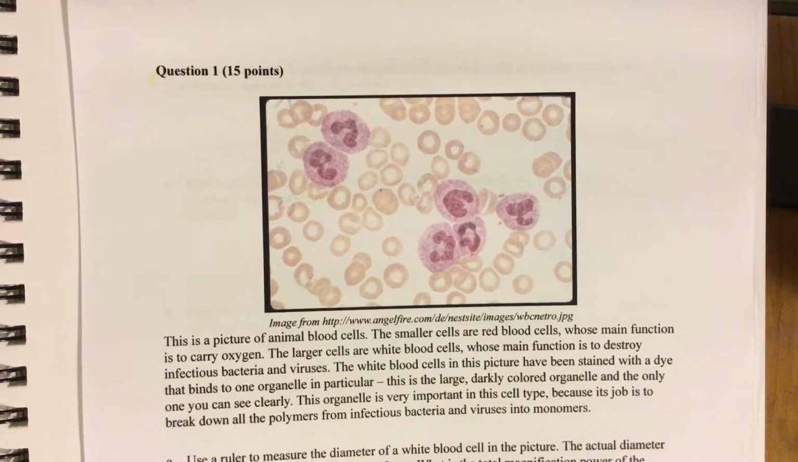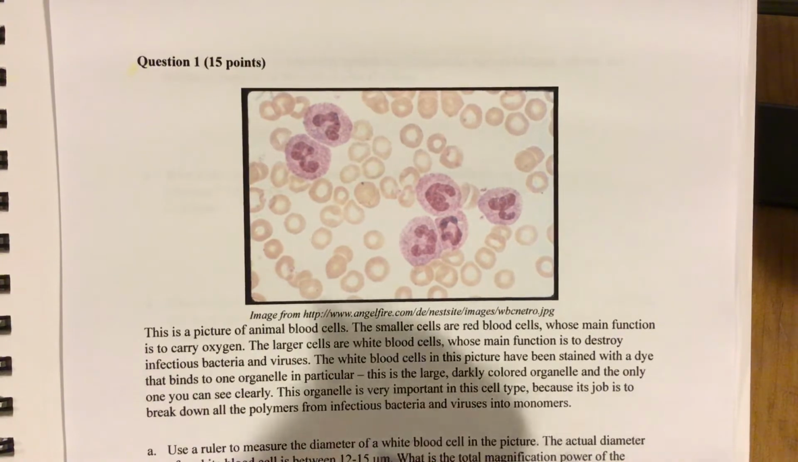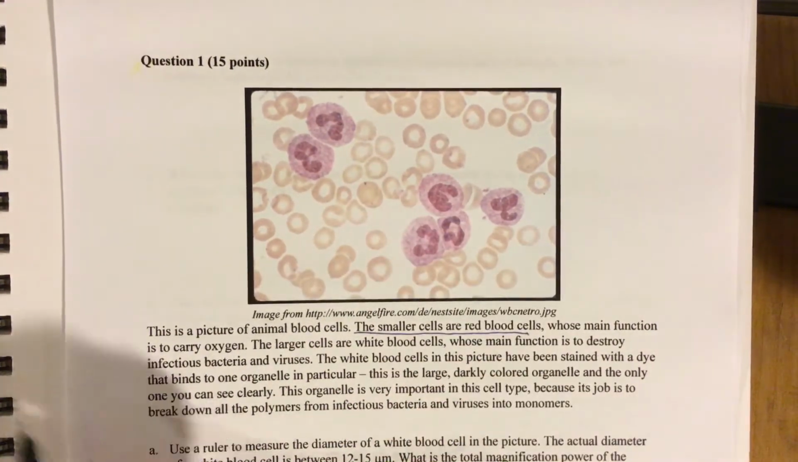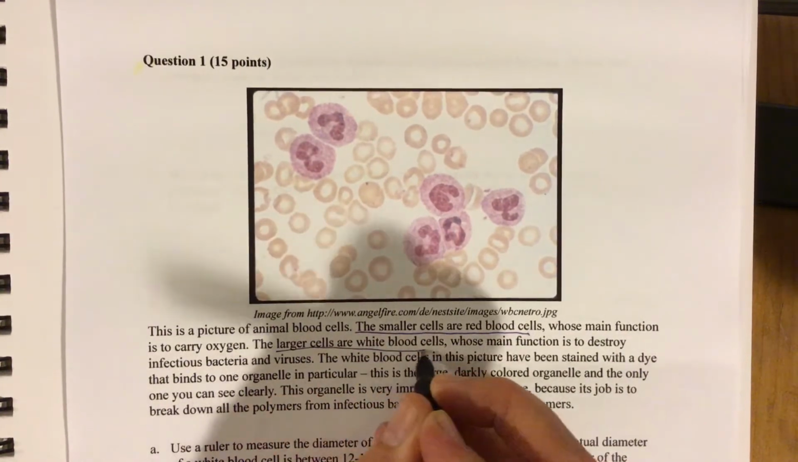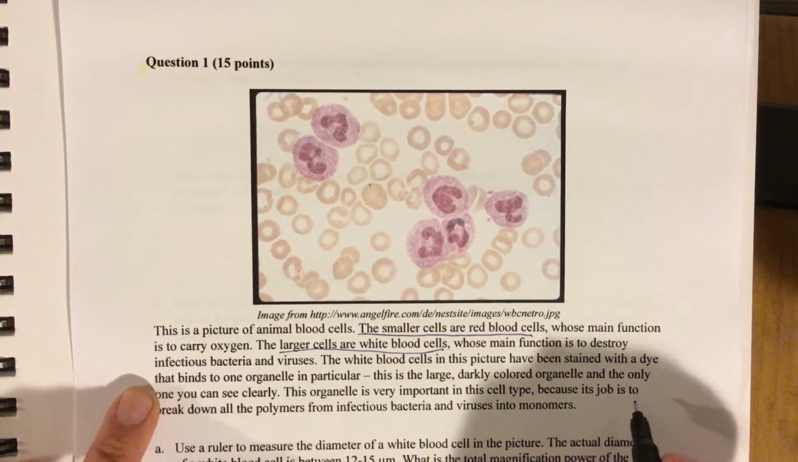So, question 1, this is a picture of animal blood cells. A lot of problems we saw is that people were not reading the questions very well. So the smaller blood cells are red blood cells. The larger cells are white blood cells. The white blood cells have been stained with a dye.